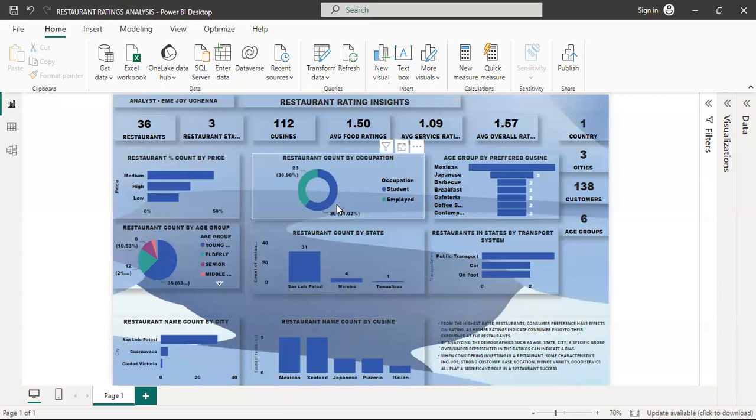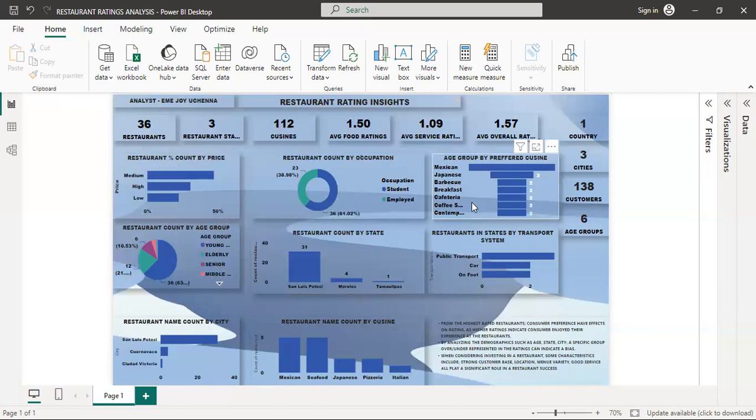Restaurant count by occupation. By visualizing the restaurant count by occupation, I was able to explore the dining habits and preferences of different professional groups, with students emerging the highest. Restaurant count by states. This visualization allows you to see the distribution of restaurants across different states, helping you understand the regional variation in the restaurant industry, with San Luis emerging the highest.